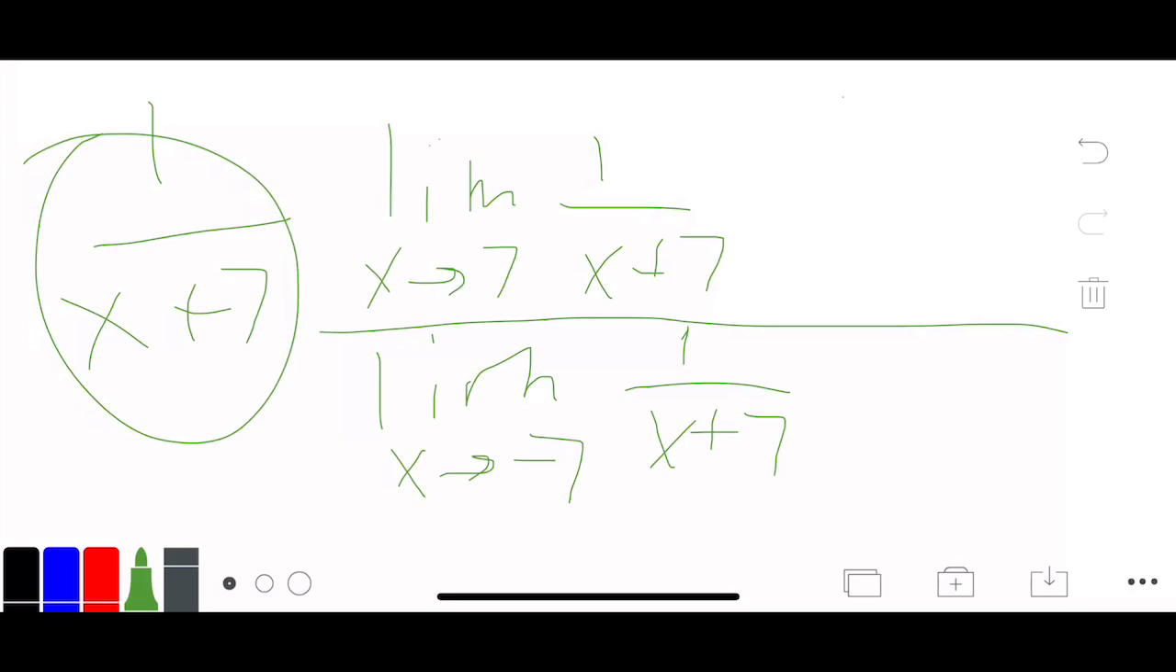So you want to find a limit. We want to plug in -7 for the bottom, and you want to plug in 7 for the top. What do you get for the top? You get 1, plug in for 7, that's all you're doing. 7 plus 7 is 14. The bottom would be -7 plus 7, which is 1 over 0.